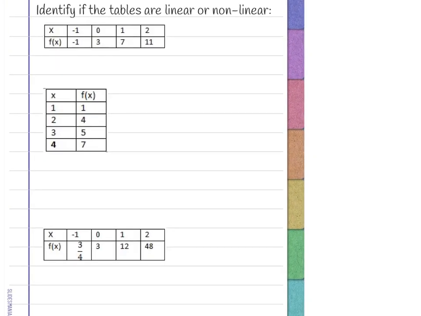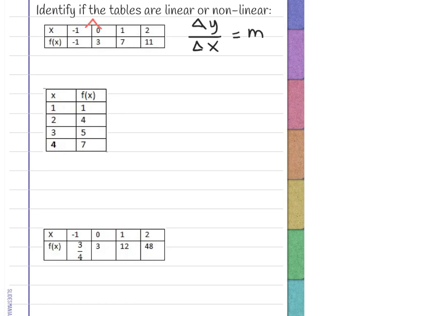All right. Identify whether the tables are linear or nonlinear. For this, we're going to have to write down the formula for the change of y over the change of x. This is the same thing as the slope, or m, okay? The way that we're going to do that is we're going to see the difference between every x value and every y value.